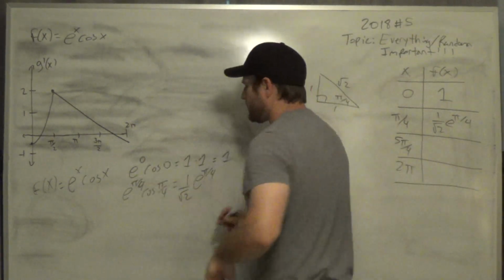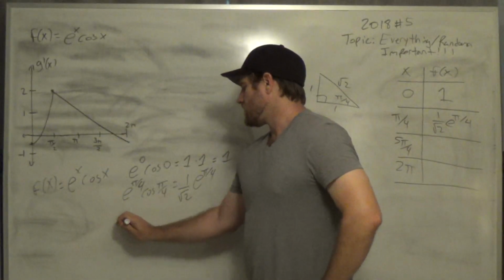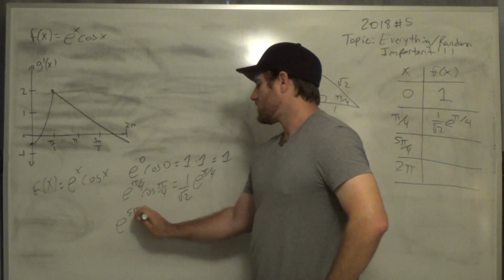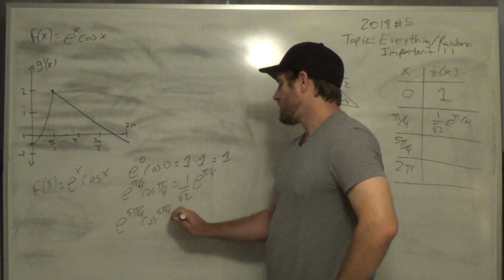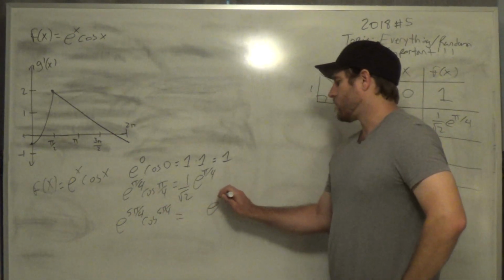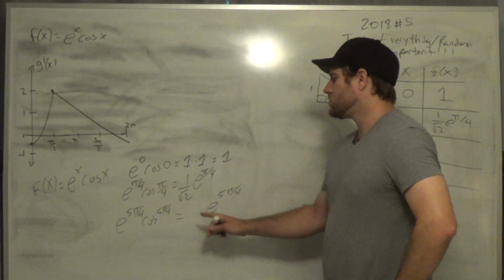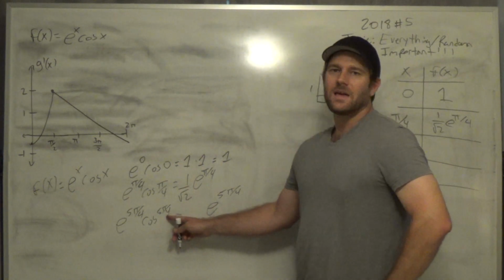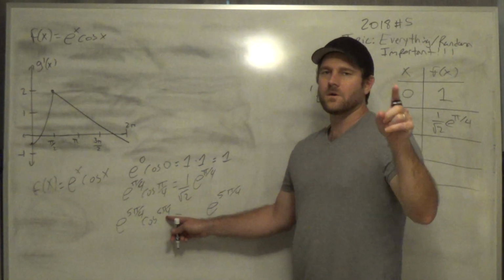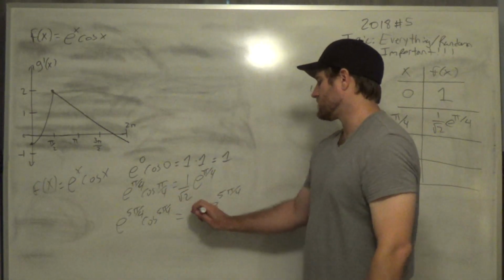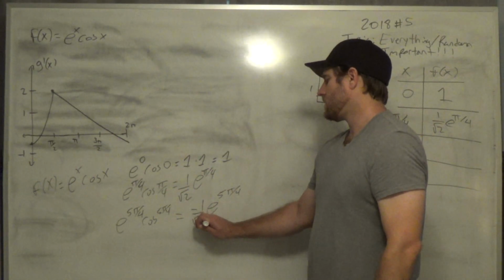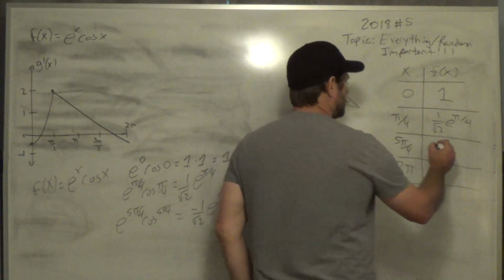Alright, let's try the next one, 5 pi over 4. So e to the 5 pi over 4, cosine of 5 pi over 4. And again, e to the 5 pi over 4, I don't know what it is, I'm going to leave it, but I do know cosine in this quadrant. We talked about all students take calculus. In this quadrant it's negative, so it's actually negative 1 over the square root of 2.